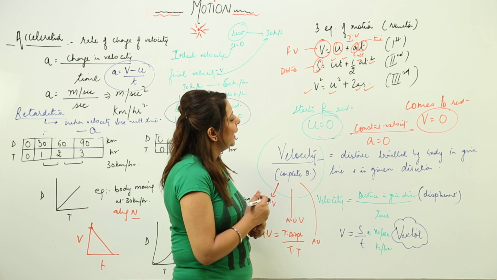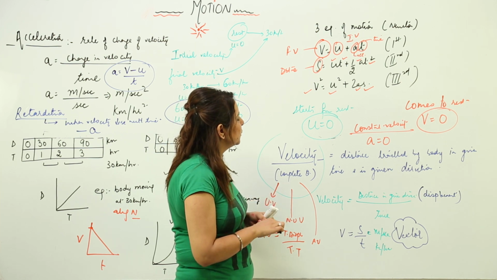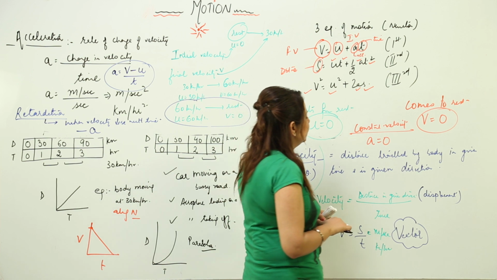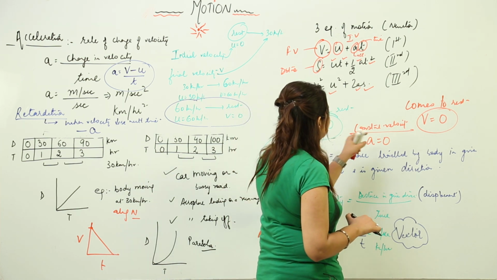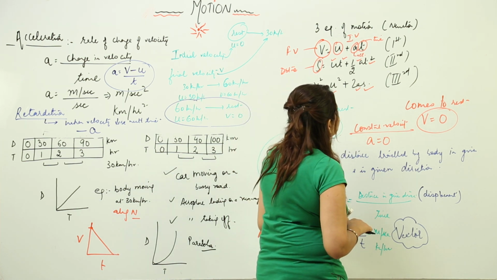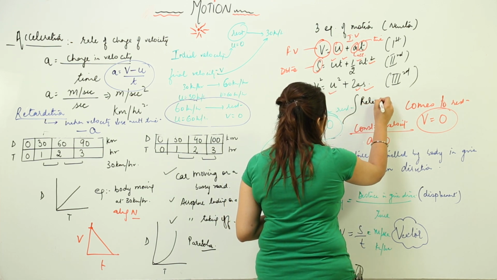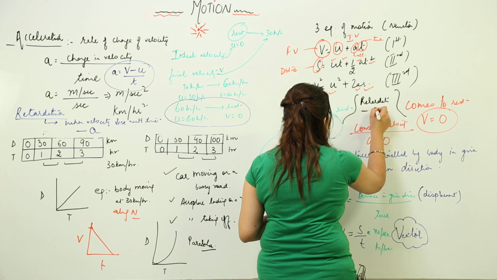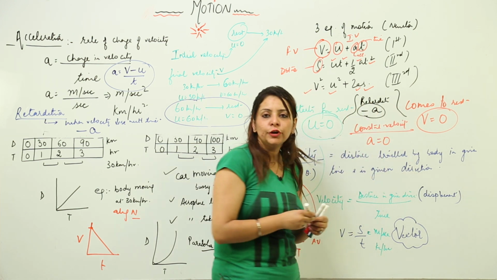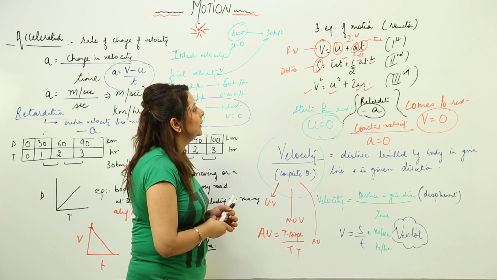Likewise, starts from rest, comes to rest, constant velocity, and moreover if I say that there is a retardation, you know that you need to put a minus sign in front of a. So these are the three cases.